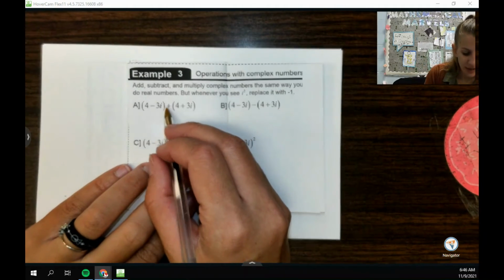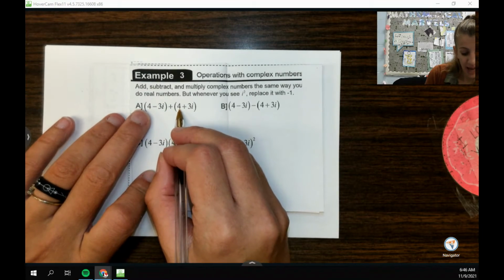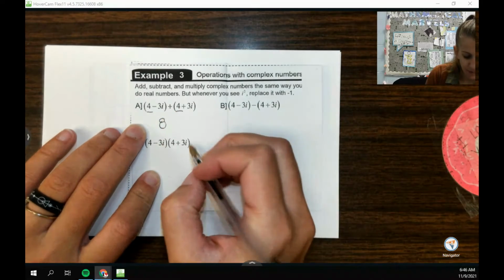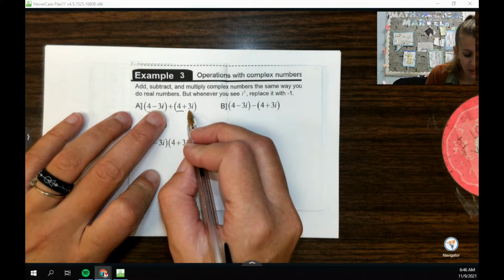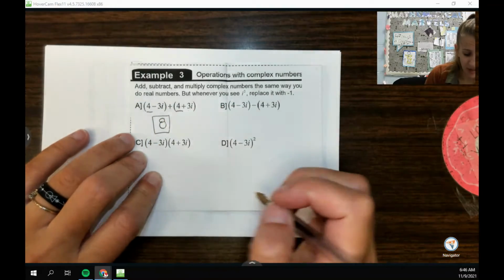So here, if I look in between, I notice that we're just adding. So I can add the real parts for 8. And I can add the imaginary parts. Actually, that's 0. So I kind of end up all real. So that's kind of nice.